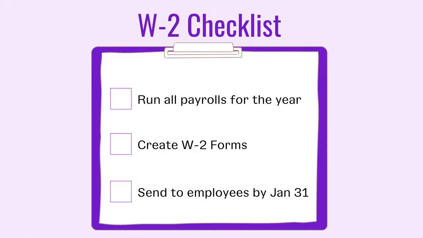After you have finalized all of your payrolls for a calendar year, you will need to create your W-2 forms so employee earnings can be reported to the IRS. The IRS requires that employers send W-2s to employees and former employees by January 31st of the following year. Let's take a look at each step in more detail.